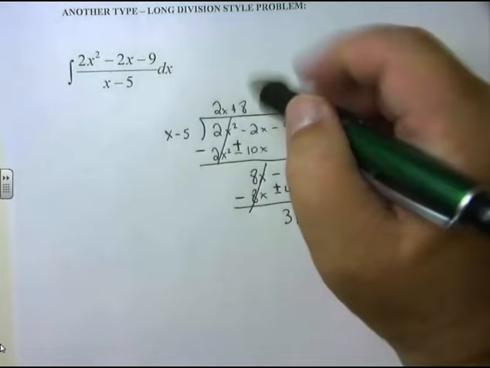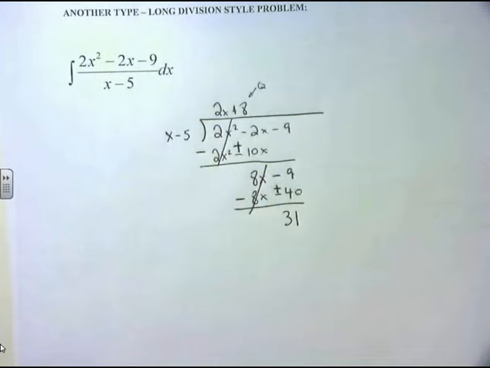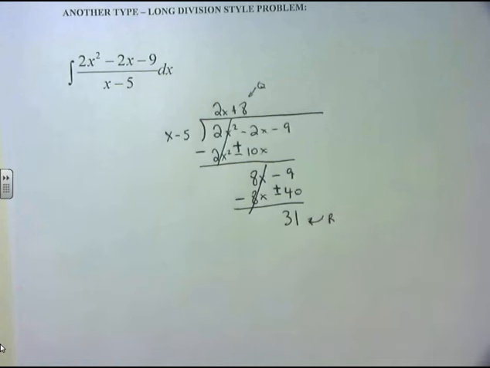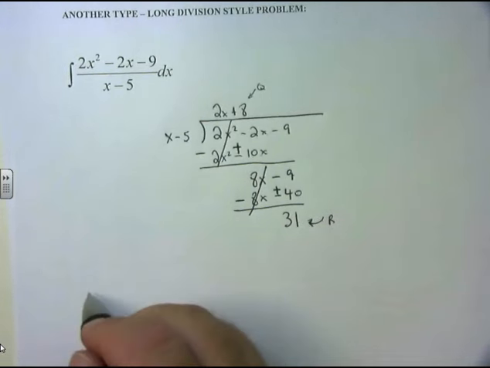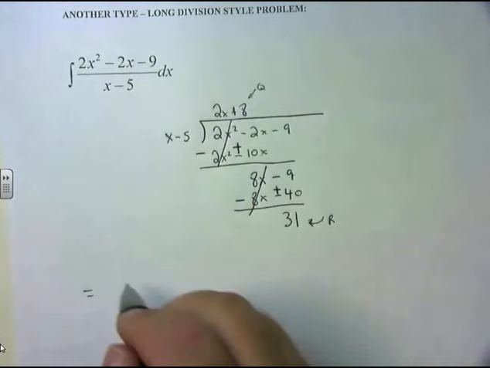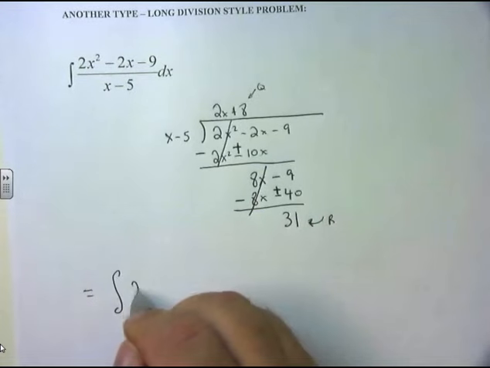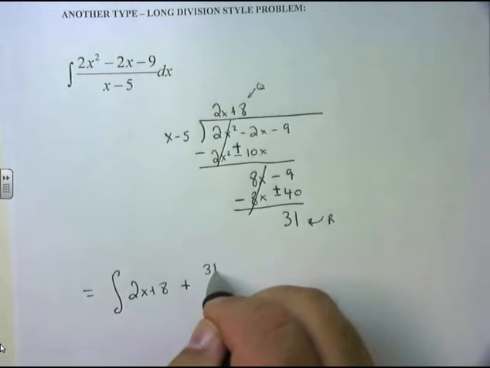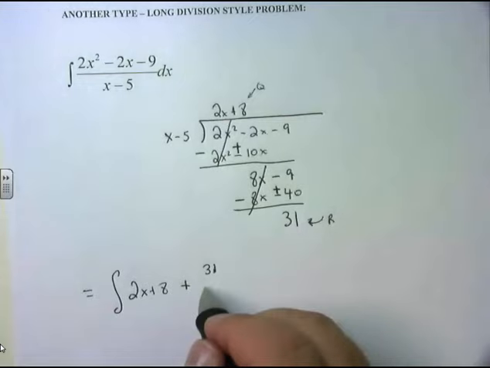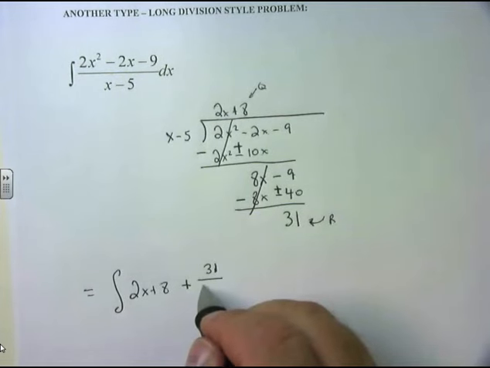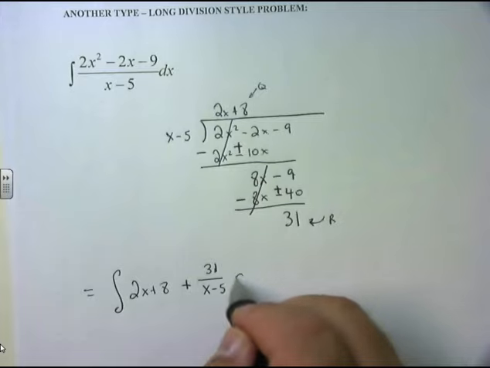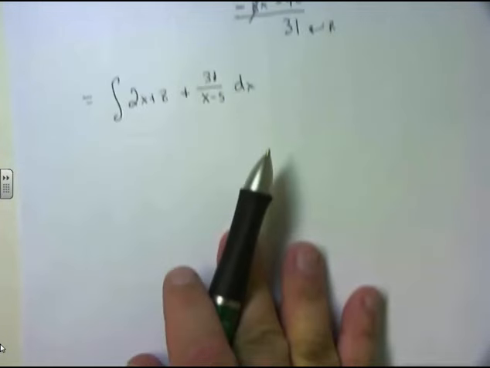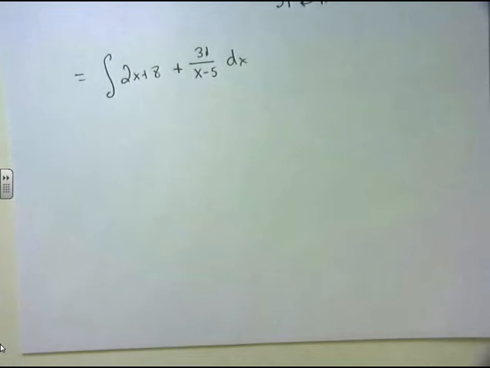Now, how do I rewrite my answer? Well, this is the quotient. Label him Q for quotient, and this guy here is the remainder. And remember, the remainder is a fraction of my answer. So this integral turns into the integral of the quotient 2x plus 8 plus the remainder 31, and you make it a fraction by putting it over what you're dividing by, your divisor, which is x minus 5. So this problem just turned into this problem, which obviously makes it a lot easier to integrate.